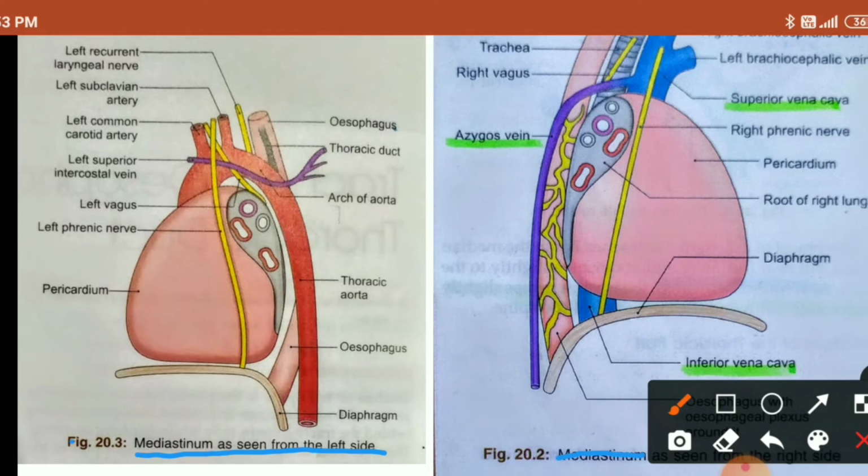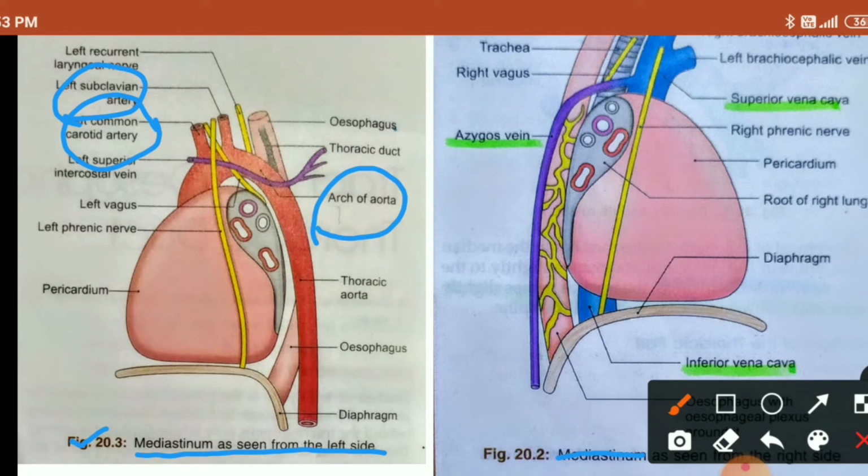So first we see the structures related to the left side of trachea. What are they? You see it is the arch of aorta, left subclavian artery and left common carotid artery. Remember, these are the three main structures that are present on the left side and along with it anterior to the trachea.